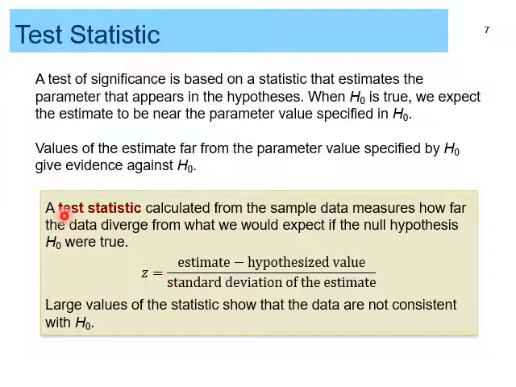Here, a test statistic calculated from the sample data measures how far the data diverge from what we would expect if the null hypothesis were true. Here we are using z, and z is equal to the estimate minus the hypothesized value, divided by the standard deviation of the estimate. Large values of the statistic show that the data are not consistent with the null hypothesis. And normally we use the test statistic to calculate the p-value.